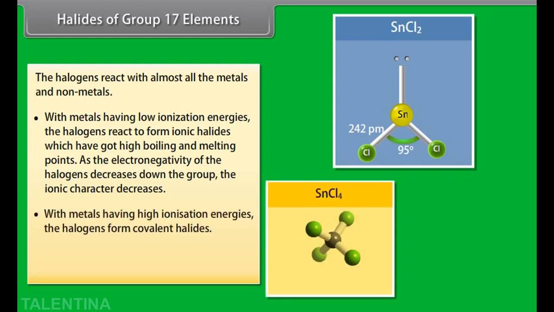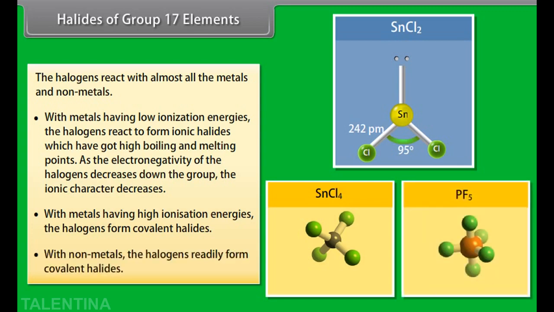With metals having high ionization energies, the halogens form covalent halides. For example, SnCl4 and PbCl4. With nonmetals, the halogens readily form covalent halides. For example, PF5 and PCl3.